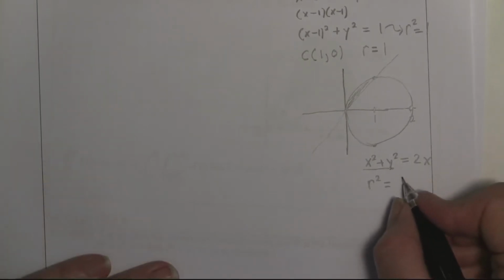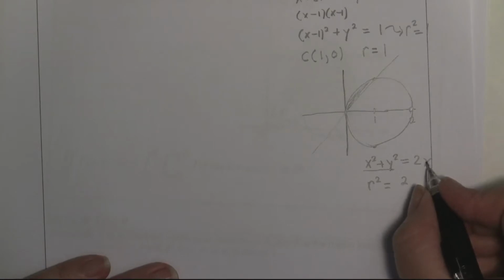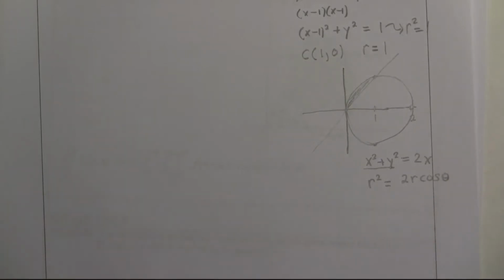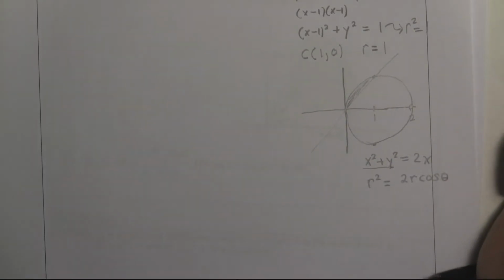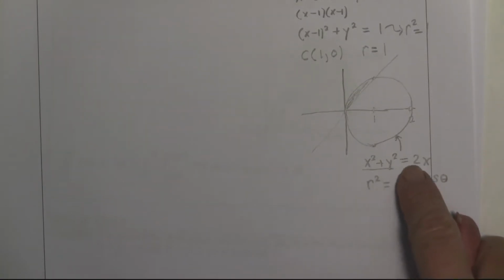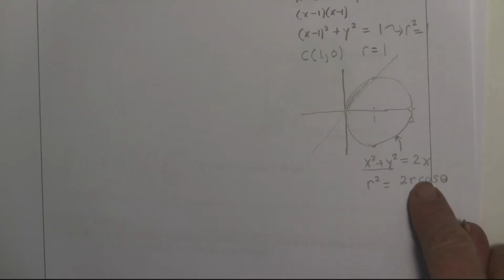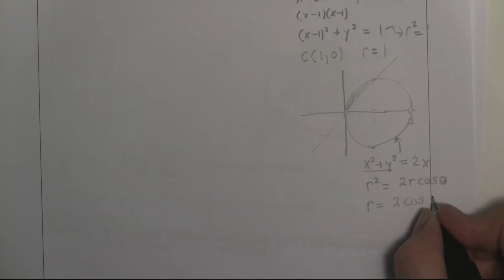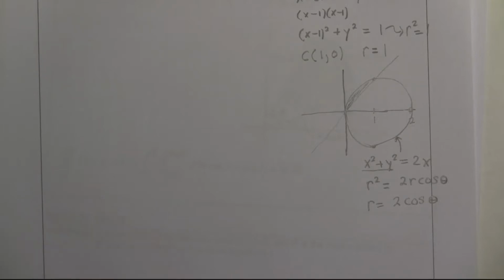So this is r squared equals 2x, and remember what x is? x is equal to r cosine theta. I'm checking because I don't want to get that wrong. Yes. So this is the name of the circle in rectangular coordinates, and this is the name of the circle in polar coordinates. And I can divide by r. r equals 2 cosine of theta. So that's the name of the circle in polar coordinates.